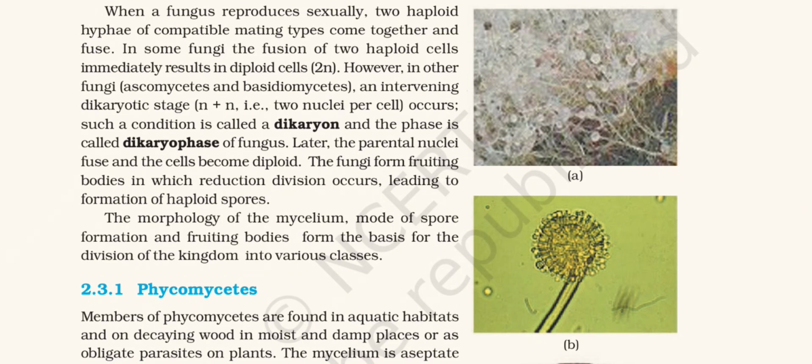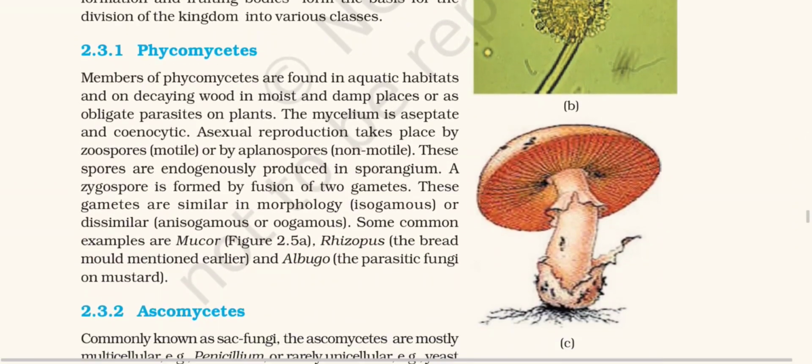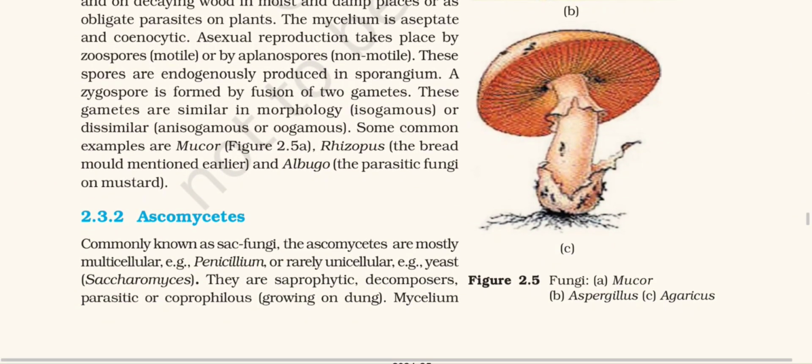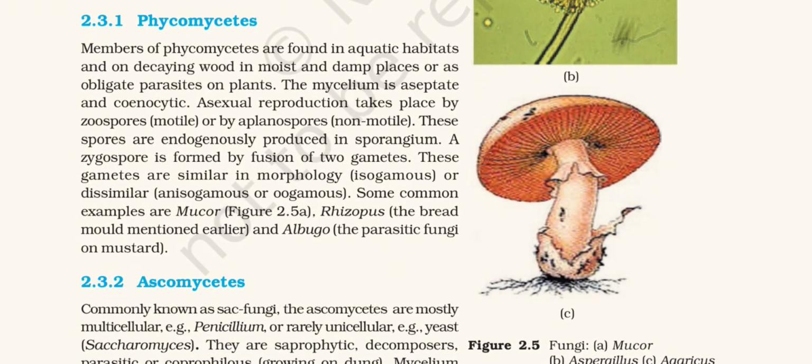Figure 2.5 Fungi. A. Mucor. B. Aspergillus. C. Agaricus. 2.3.1 Phycomycetes. Members of Phycomycetes are found in aquatic habitats and on decaying wood in moist and damp places or as obligate parasites on plants.